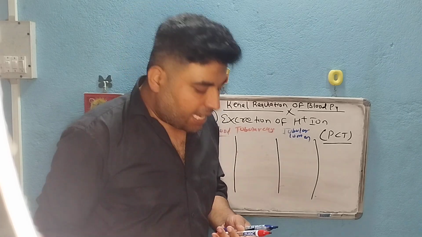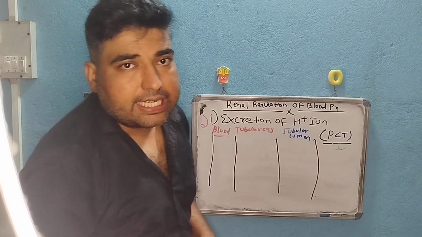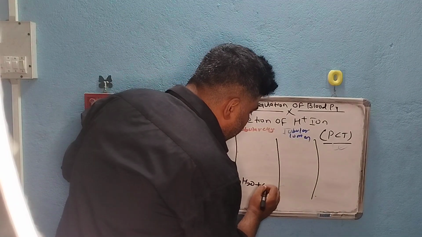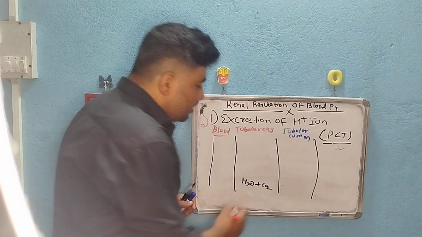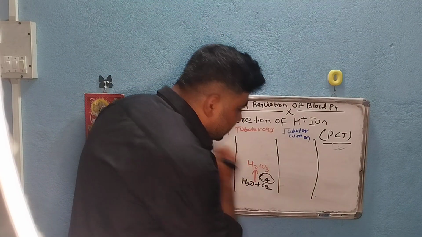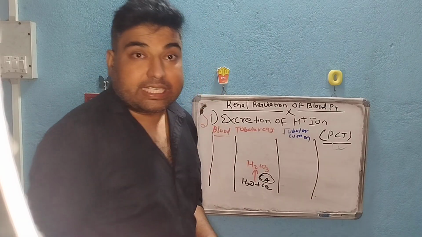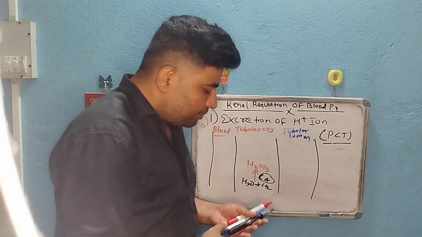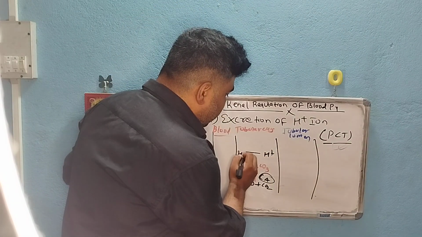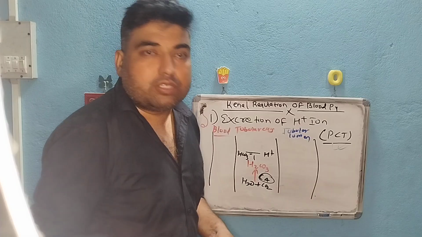Excretion of H+ ions occurs at the proximal convoluted tubule, the PCT. Within the tubular cells, carbon dioxide and water combine to form carbonic acid, and the enzyme catalyzing this reaction is carbonic anhydrase. Carbonic acid is a weak acid. This H2CO3 then dissociates into H+ and bicarbonate ions, within the tubular cells.